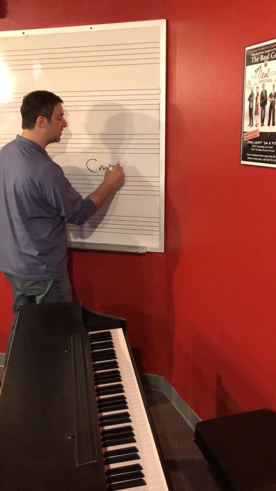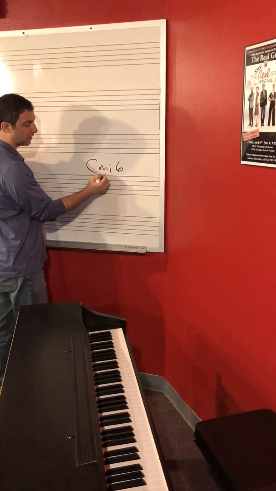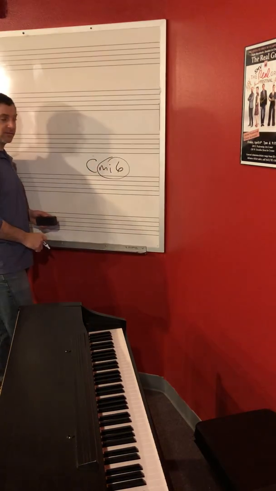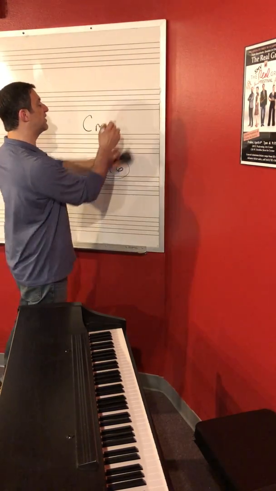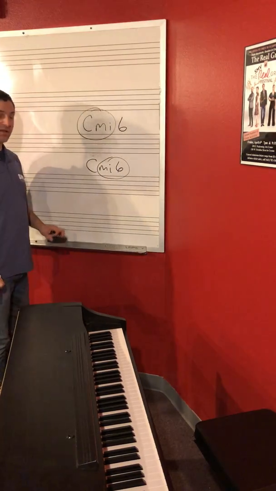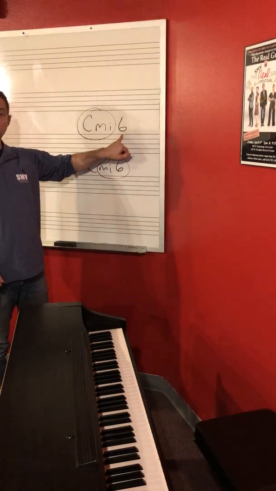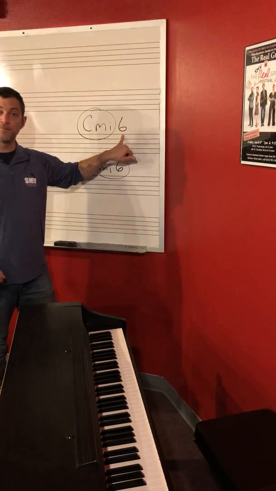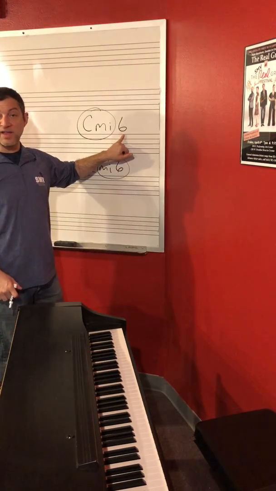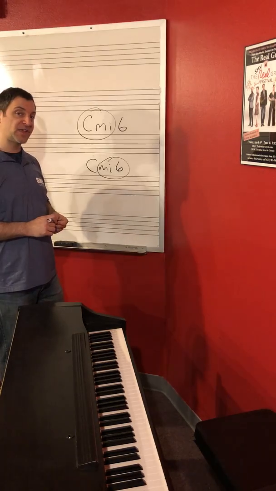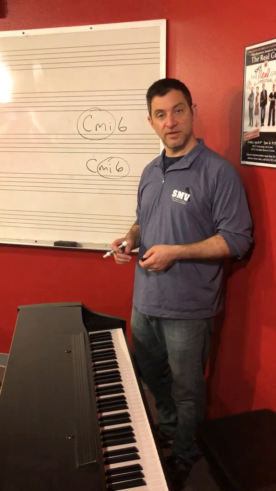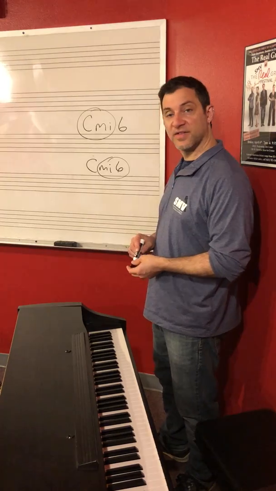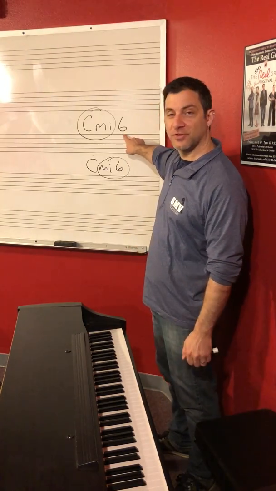C minor 6. This minor does not belong to the 6. This minor actually belongs to the C. So it's a C minor triad with a natural 6, or a raised 6, if you're thinking about it as a natural minor scale. If you're thinking about it as modes, it would be the Dorian mode. So the Dorian 6th, or the raised, naturalized.